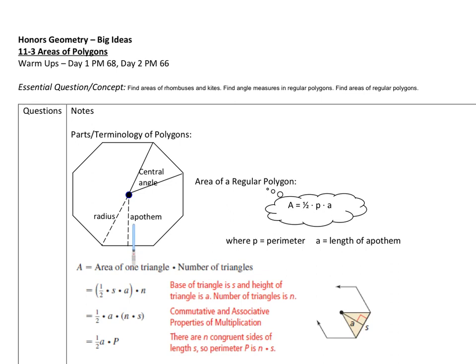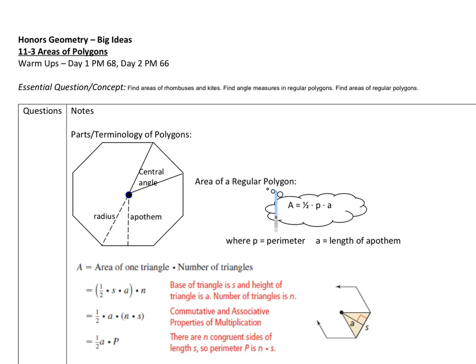This would be something called the apothem. So that's what the apothem is. It's perpendicular from the center to the opposite side. So different word, apothem. I've always thought it would be a great name for a dog, but let's take a look at what the apothem can tell us.